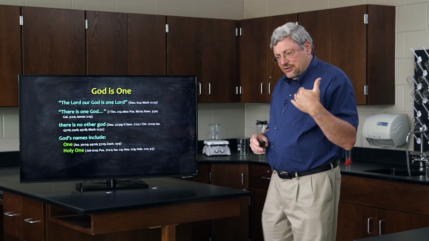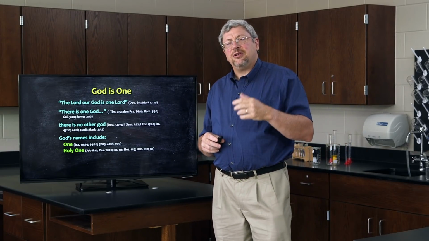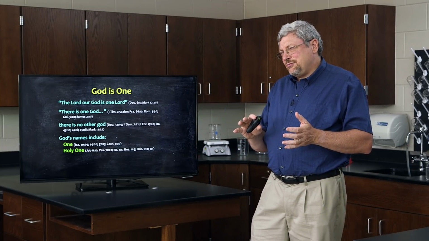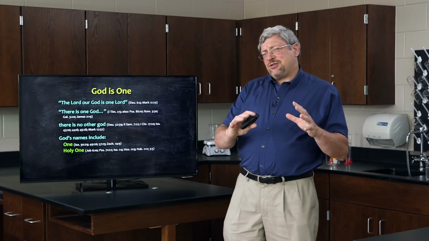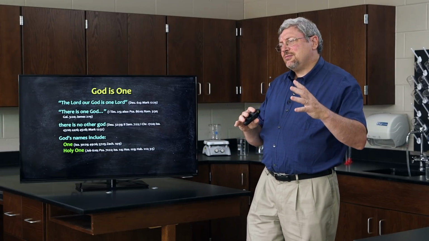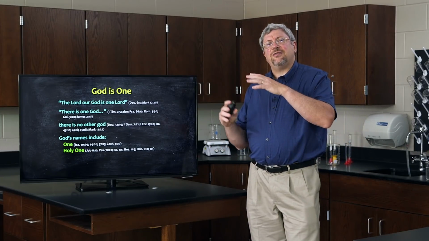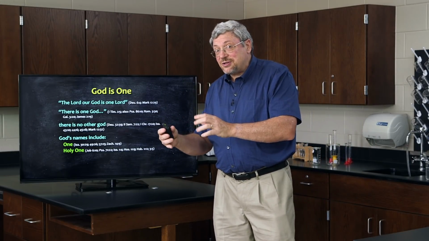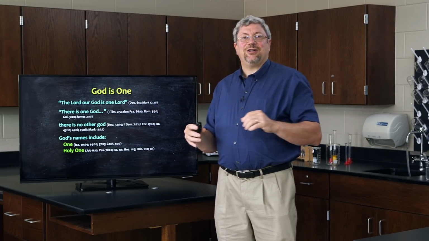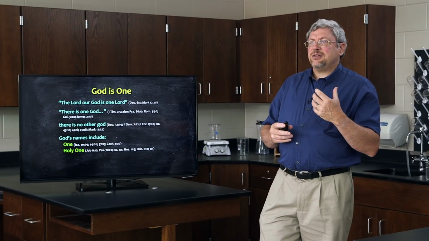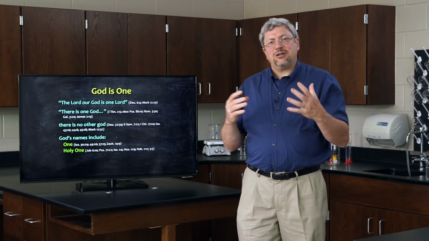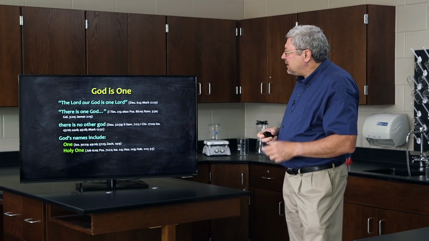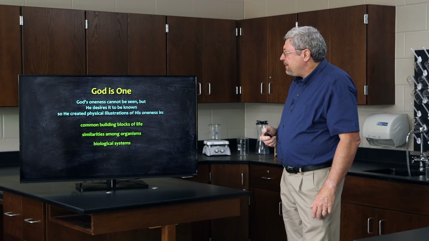This chapter is the first of several that are going to focus on not really attributes of God in a sense, but rather descriptions of God. We're going to look at the oneness of God, the three persons of God, the hierarchy of God. We're going to be looking at the structure of God Himself. And this is the first one. We're looking at His oneness.